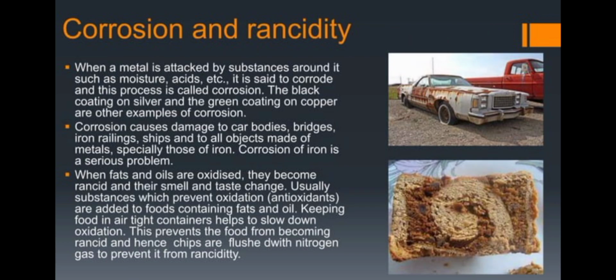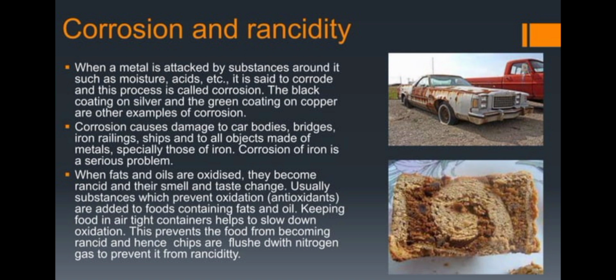Corrosion and rancidity. When a metal is attacked by substances around it such as moisture, acids, etc., it is said to corrode, and this process is called corrosion. The black coating on silver and the green coating on copper are other examples of corrosion. Corrosion causes damage to car bodies, bridges, iron railings, ships, and to all objects made of metals, especially those of iron. Corrosion of iron is a serious problem.